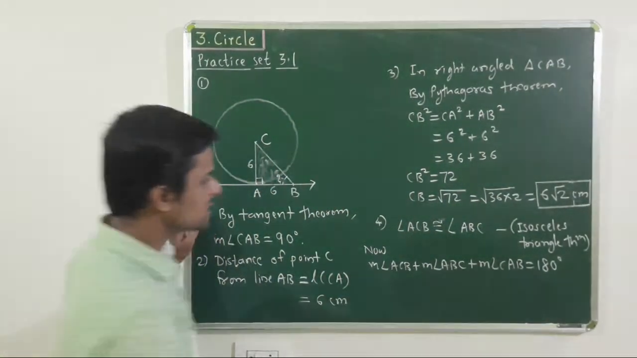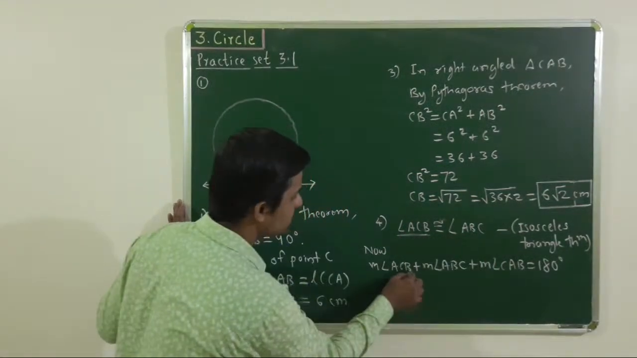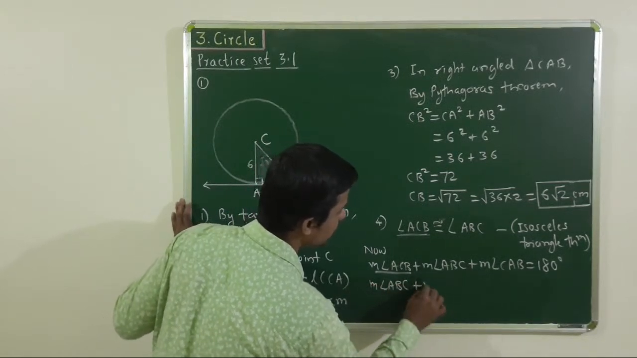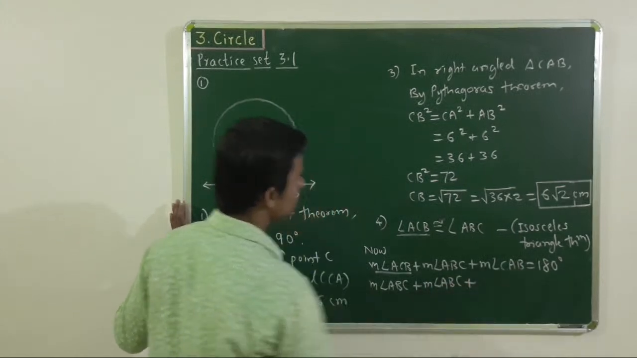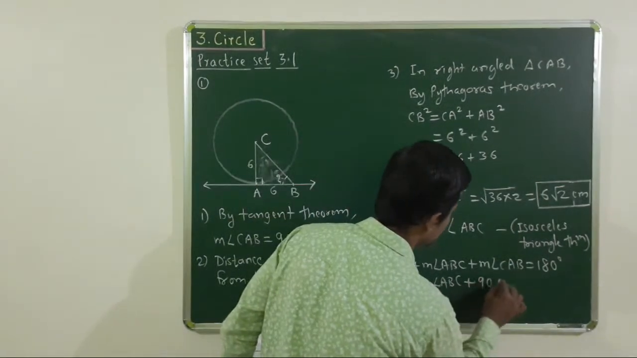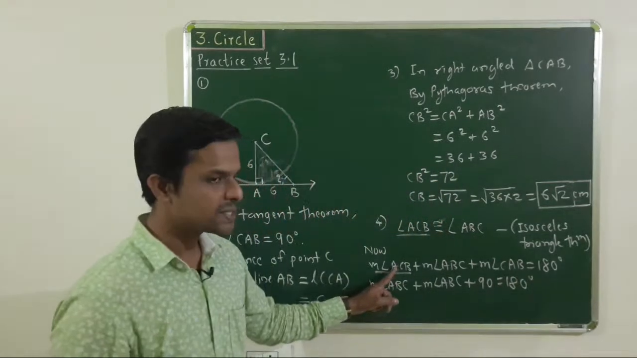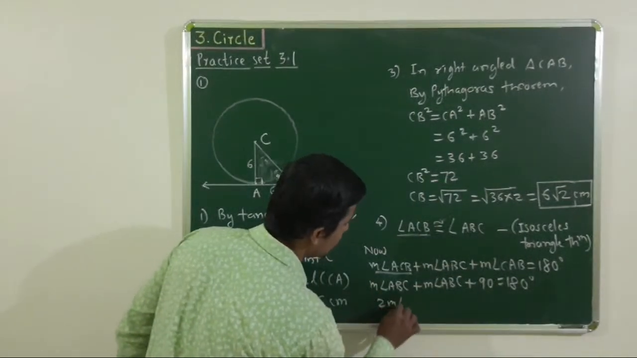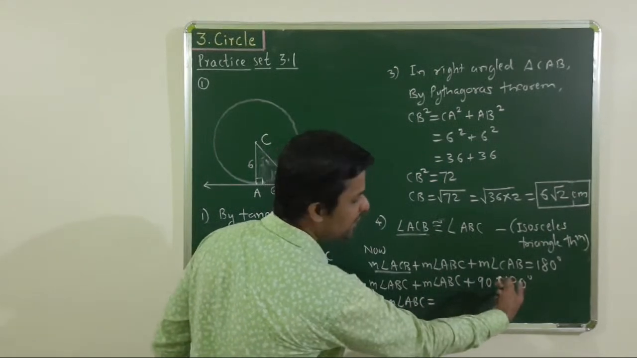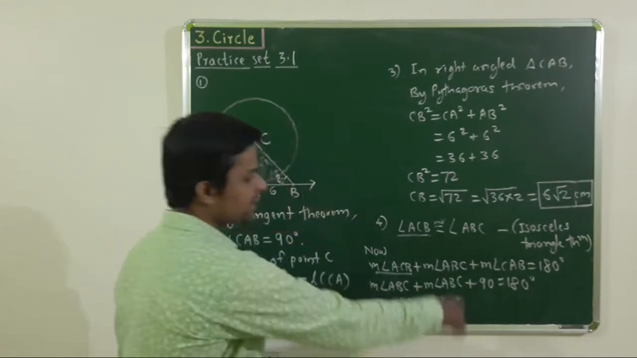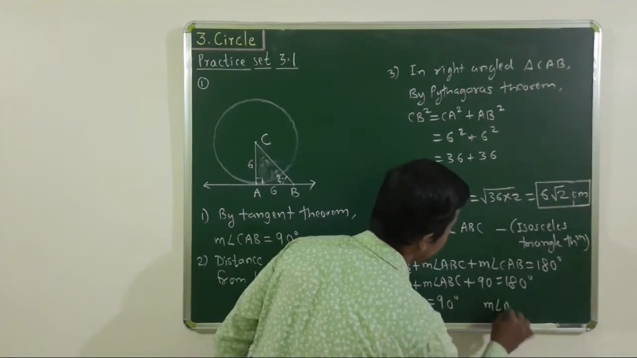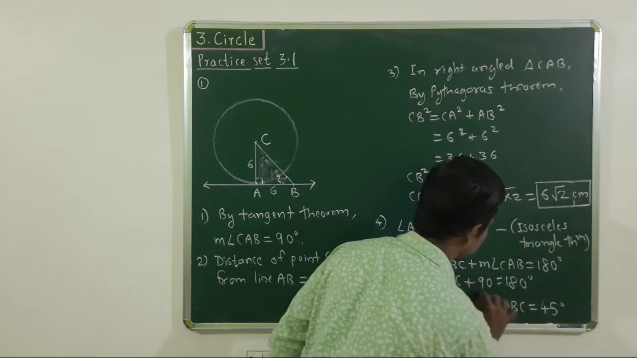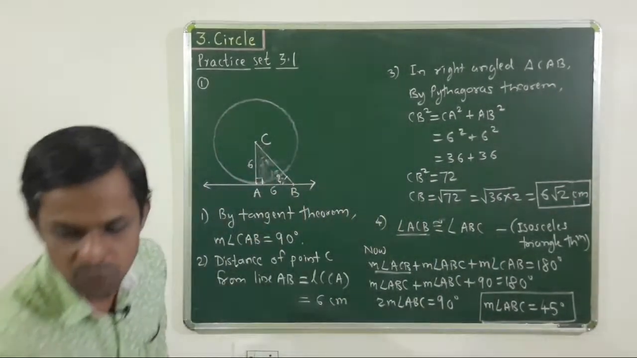Now since we want angle ABC, replacing ACB by ABC, we get measure of angle ABC plus again measure of angle ABC plus CAB, which is 90 degrees, is equal to 180 degrees. Since ACB and ABC are congruent, that is 2 into measure of angle ABC is equal to 180 minus 90 degrees, that is 90 degrees. Now taking 2 to the other side, we get measure of angle ABC is equal to 90 upon 2, that is 45 degrees. Therefore, measure of angle ABC is 45 degrees.